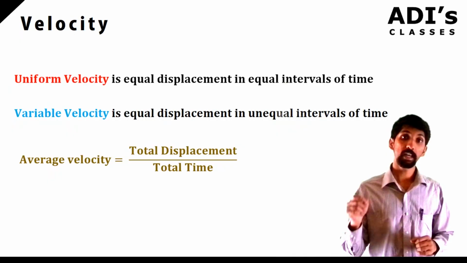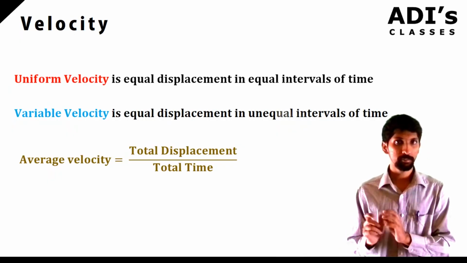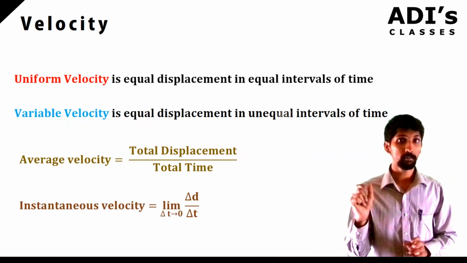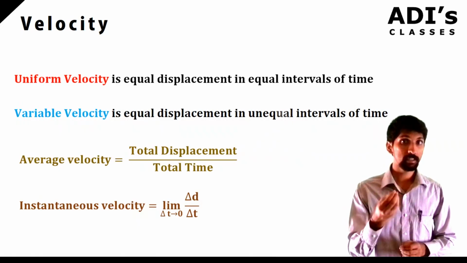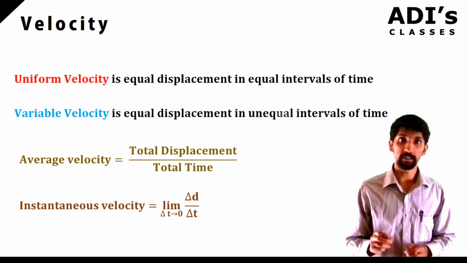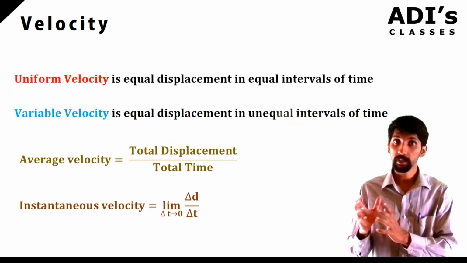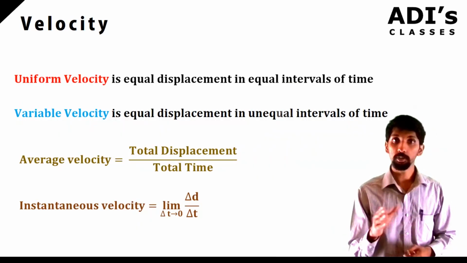Then comes instantaneous velocity. Same thing as instantaneous speed, where for a very small amount of time you have a very small displacement, correct? That is what we call instantaneous velocity. Now the important point is to differentiate between these in the problem. In later videos you will learn how to differentiate between them.